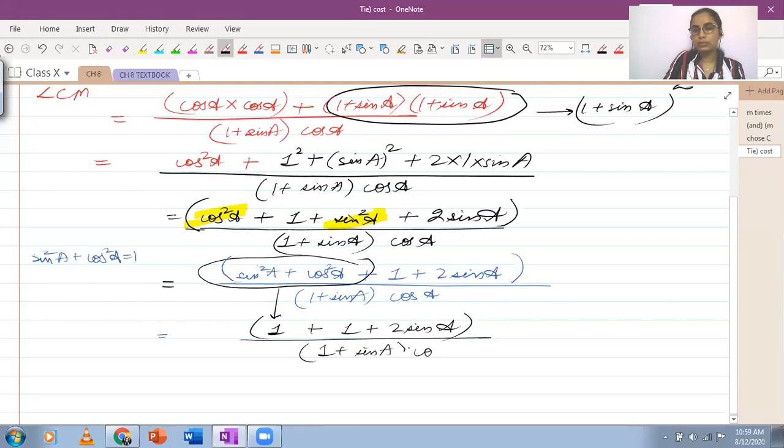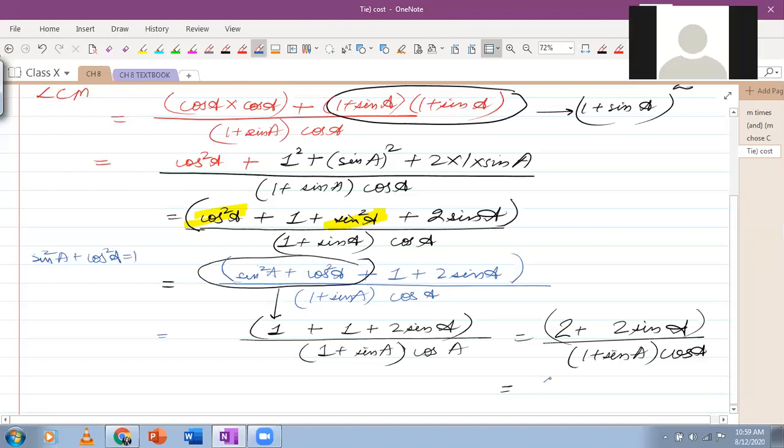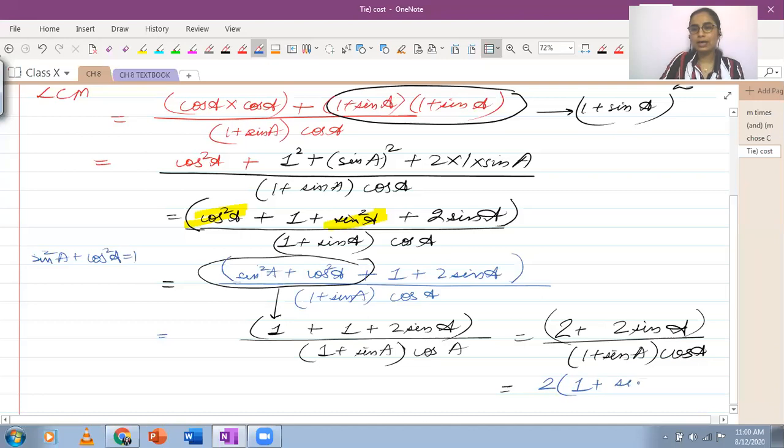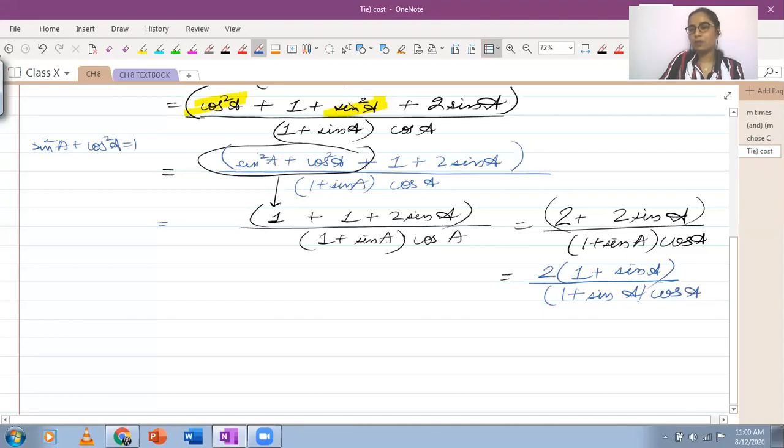Let's simplify the numerator. I get 2 plus 2 sine A over 1 plus sine A into cos A. What can I do next? Take 2 common from the numerator. I think Harshit has done it, he is answering. Nobody else is even trying. So taking 2 common from the numerator, the denominator is still the same. What should be done here at this step?